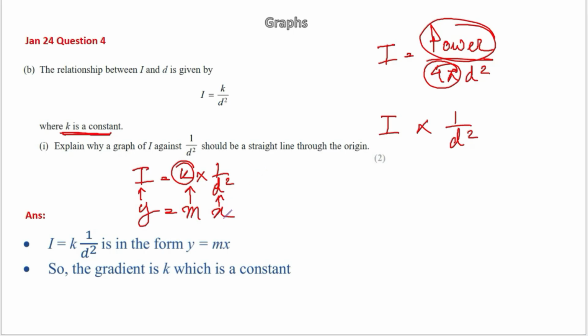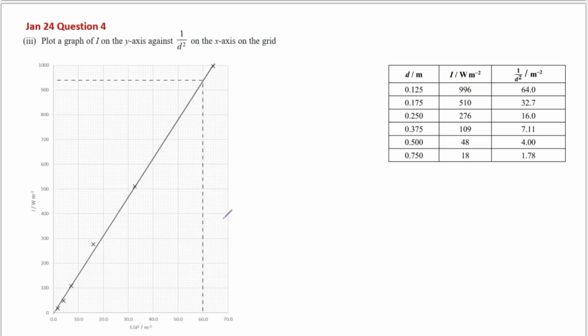Now let's move on to the most important part. That is plotting a graph. So the question said, plot a graph of I on the y-axis and 1 by d square on the x-axis on the grid. Step 1 is to label the axis with units. This is your number 1 responsibility.